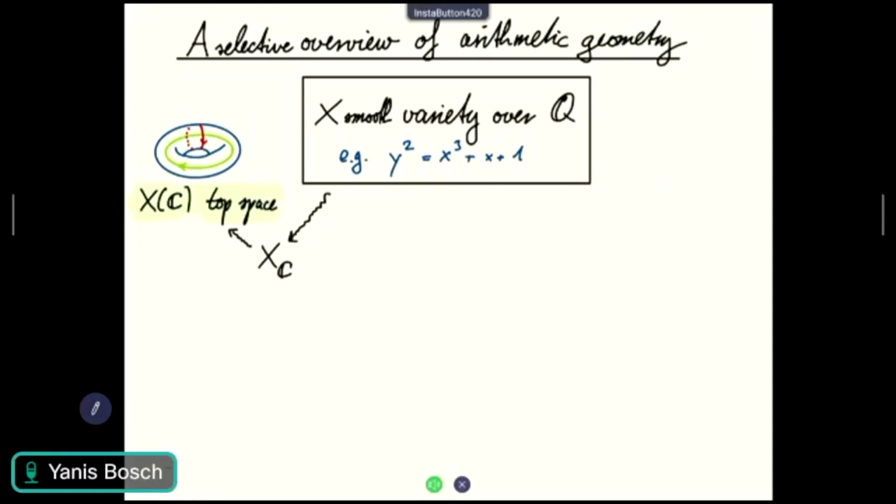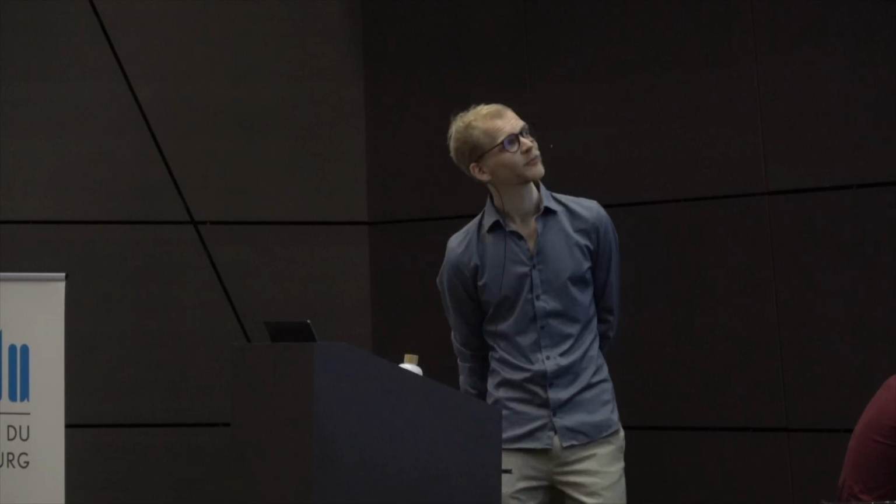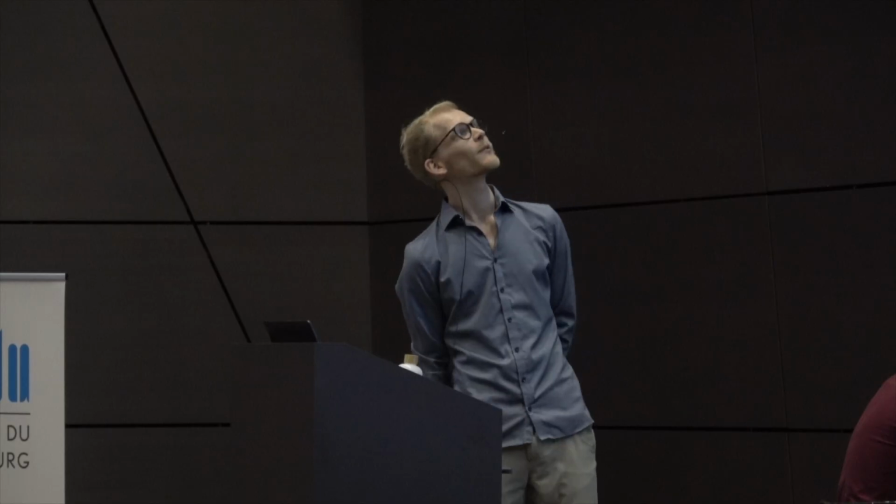But I can also put myself in a different framework and consider X as a complex manifold. So it has the same underlying topological space, but now what I look at is the local structure of the space, which I identify with some subspace of complex affine space. Then I can consider functions on this, for example analytic functions like exponential and logarithm, but I can also differentiate, take partial or total derivatives, or integrals, and play with that.